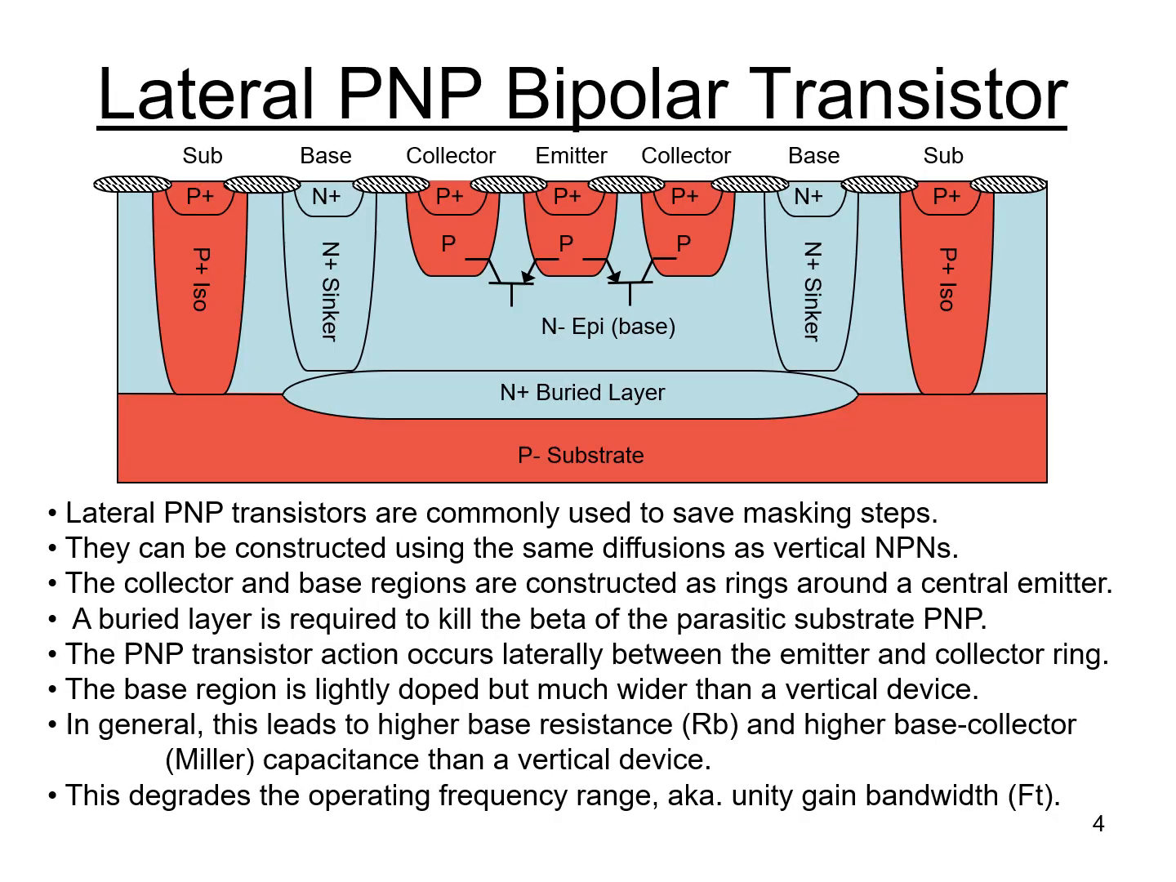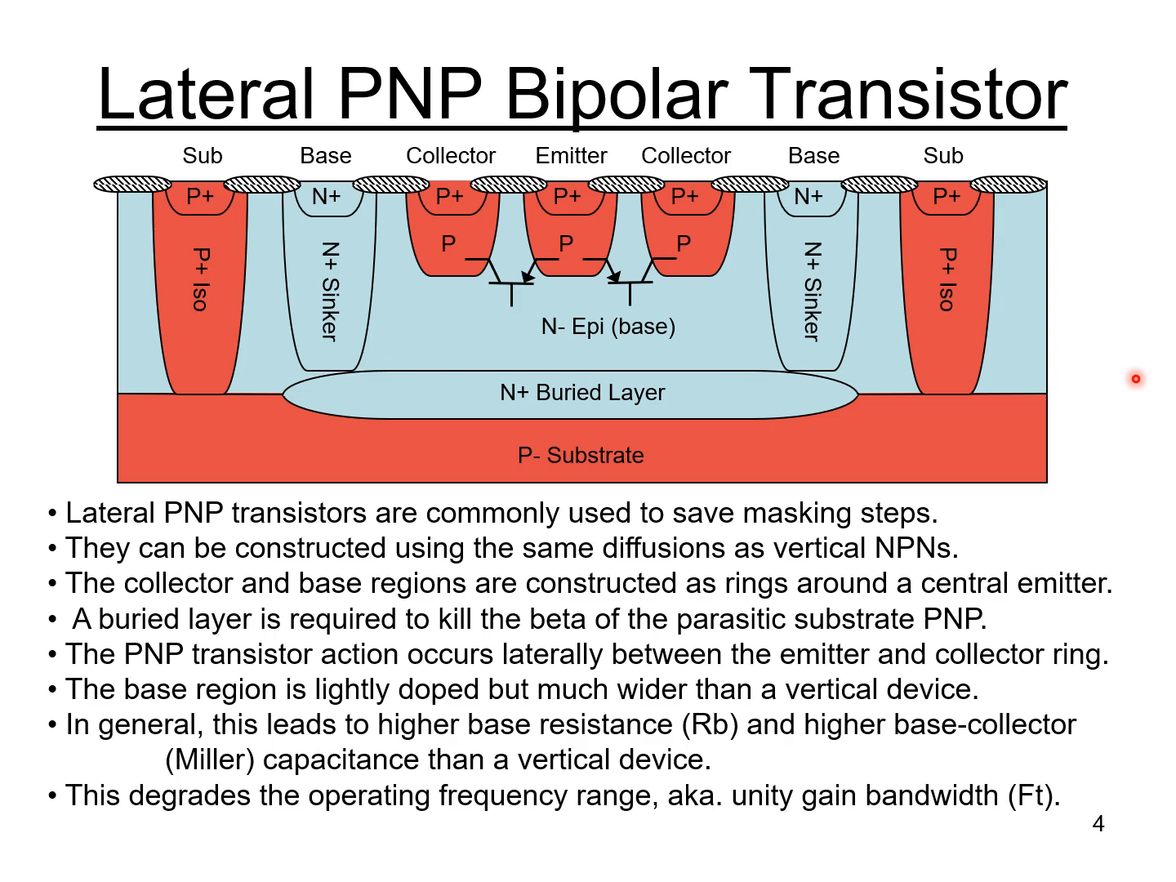The next device I'd like to talk about is the lateral PNP bipolar transistor. Here we see a cross-section of what that would look like. Lateral PNP transistors are commonly used to save masking steps, because they can be constructed using the same diffusions as a vertical NPN transistor.